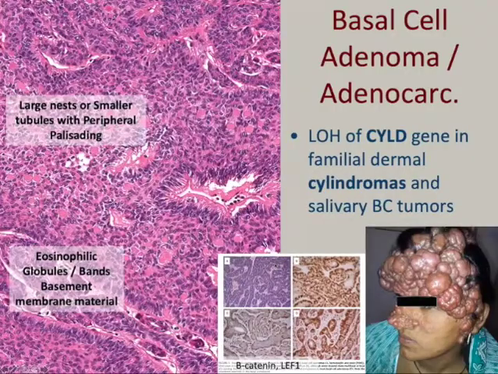Okay, basal cell adenoma, basal cell adenocarcinoma can resemble dermal cylindromas with these very blue, large nests with peripheral palisading. Characteristically, these eosinophilic globules or eosinophilic basement membrane material. Sometimes the structures can be more ductal and lobular versus large and solid. Beta-catenin as well as LEF1 immunostains have been occasionally helpful in identifying basal cell adenoma, adenocarcinoma if present in the nucleus, generally of the peripherally located myoepithelial cell component.